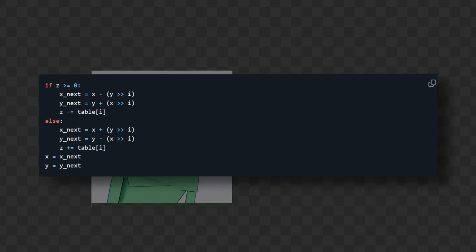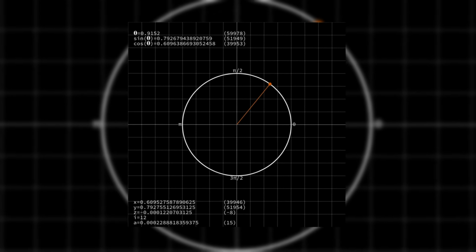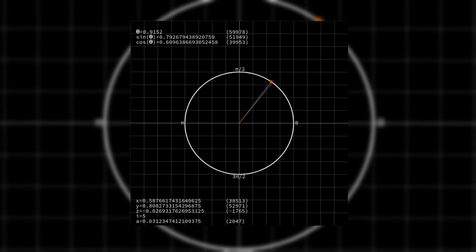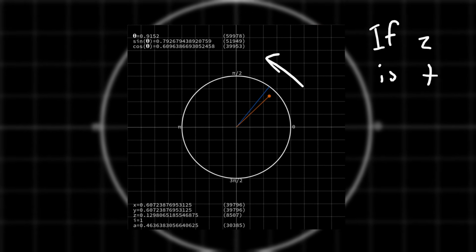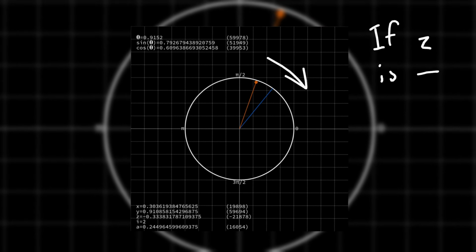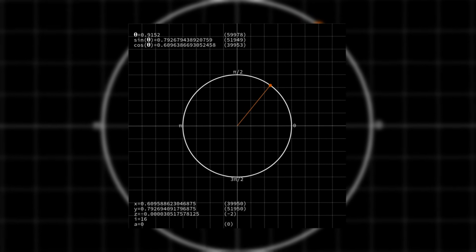Still, as a bit of an overview, like I said, we're constantly rotating a vector either clockwise or counterclockwise, depending on the sign of a certain z variable. If we're positive, we rotate counterclockwise. If we're negative, we rotate clockwise, which makes sense. Imagine either going up or down.